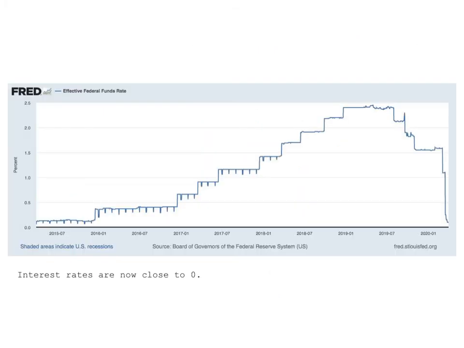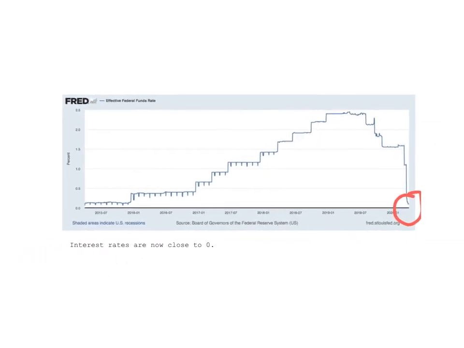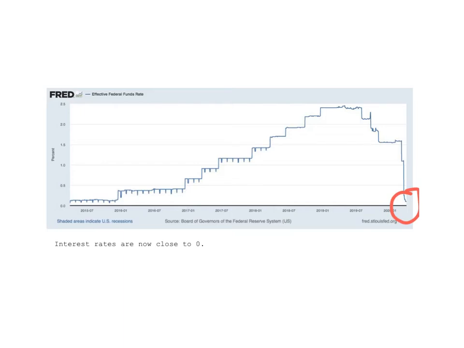Okay, so look at this in reality a little bit. Currently, interest rates are close to zero, and I think they were at 0.09% on Monday, and the graph doesn't even go that far, but we haven't seen interest rates this low since February 2012.